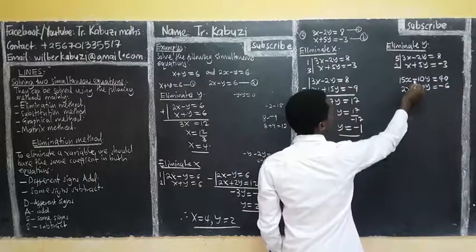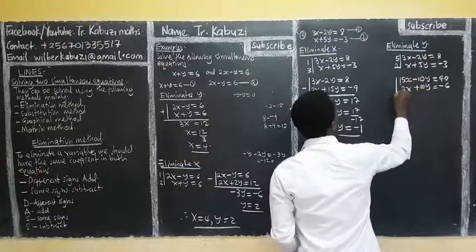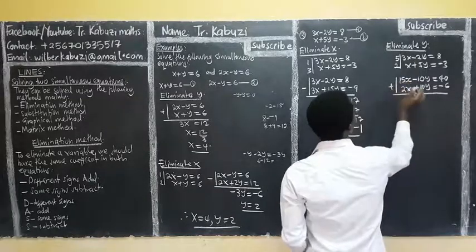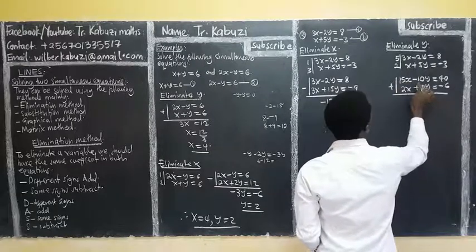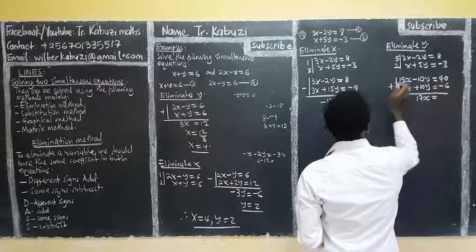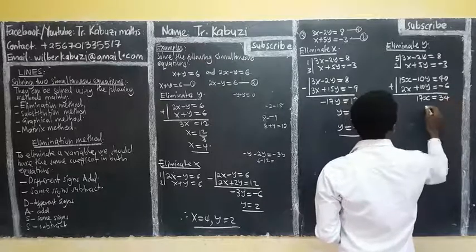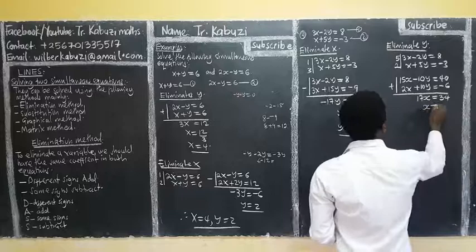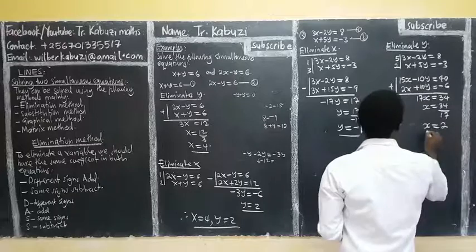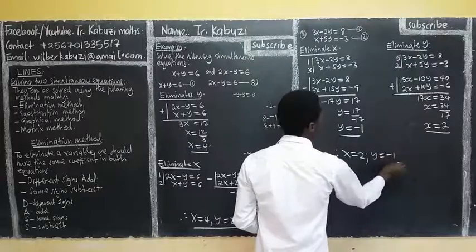Now, you see different signs. You say different signs, so I'm going to add these ones. When I add this, 15 plus 2, I get 17x. Negative 10 plus positive 10, I get 0. Then I add this 40 plus negative 6, I'll be having 34. And see from there, if you divide it through, your x will be 34 over 17, and that your x will be 2. So therefore, your x value is 2, and your y value is negative 1.